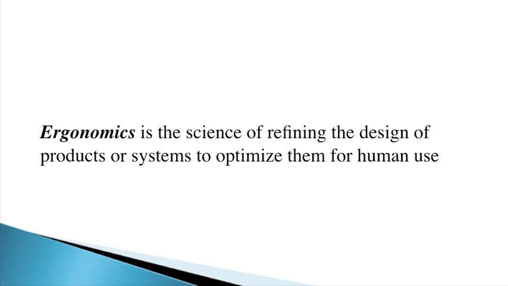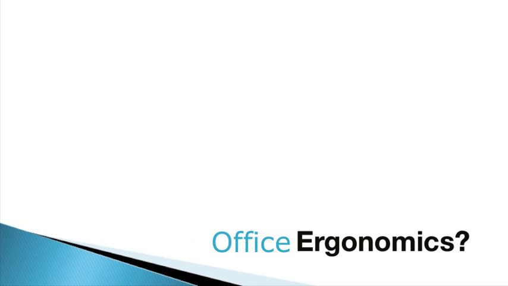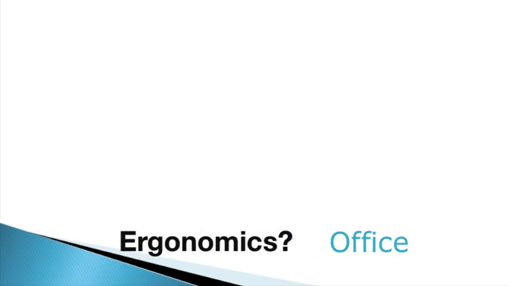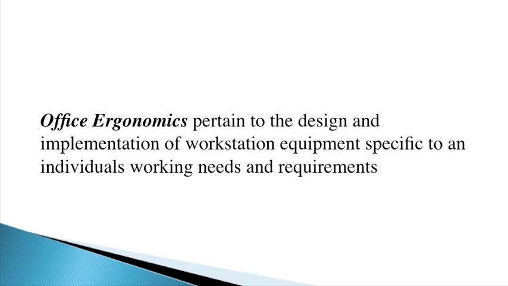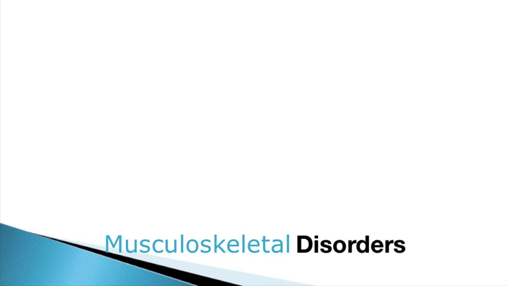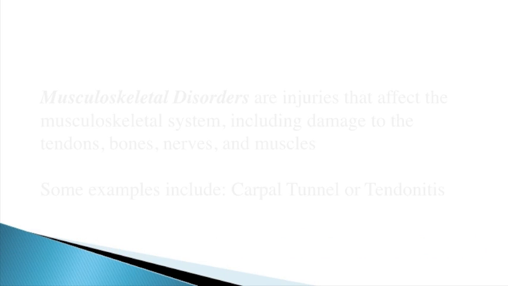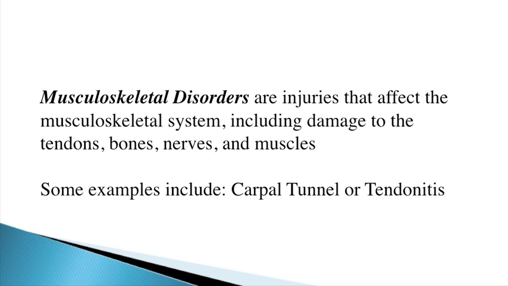Ergonomics is the science of refining the design of products or systems to optimize them for human use. Office ergonomics pertains to the design and implementation of workstation equipment specific to an individual's working needs and requirements. Musculoskeletal disorders are injuries that affect the musculoskeletal system, including damage to the tendons, bones, nerves, and muscles. Some examples include carpal tunnel or tendinitis.